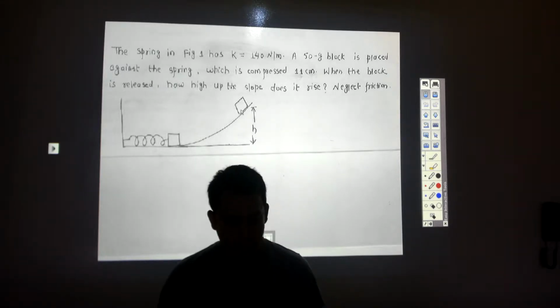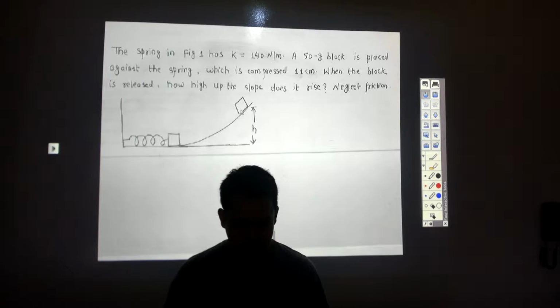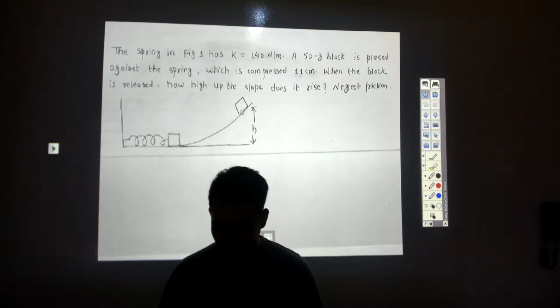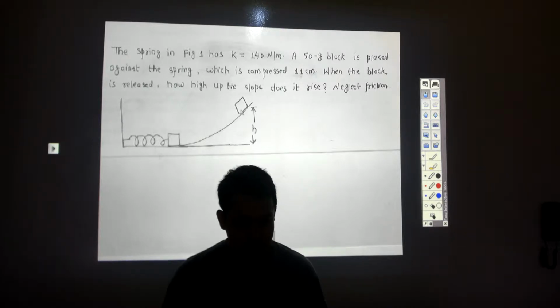This problem is related to the conservation of energy. As you can see, you have a spring mass, and then you have a plane, a raised plane, or kind of inclined plane. The question asks, if you know the property of the spring, in this case a spring constant, and you place a mass and compress the spring, once you release it, how high does it go up the slope?